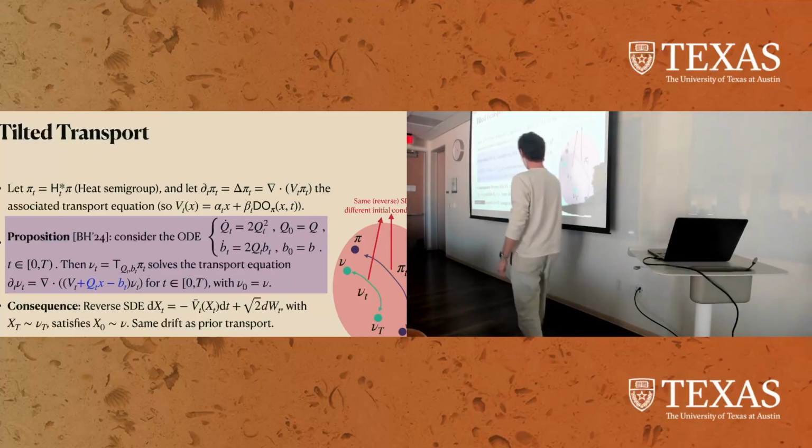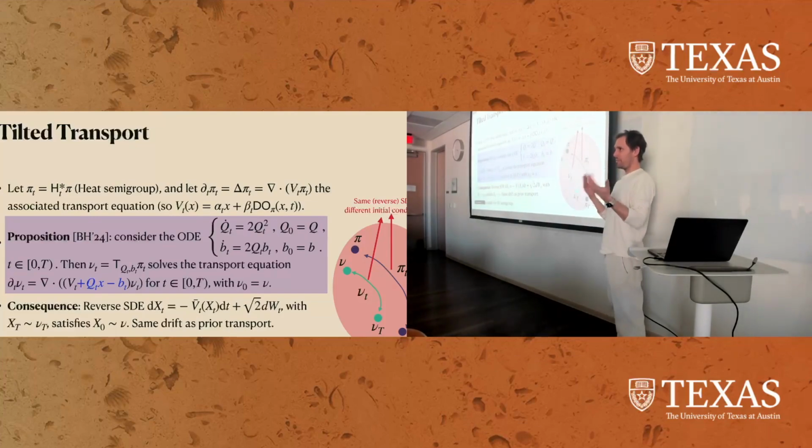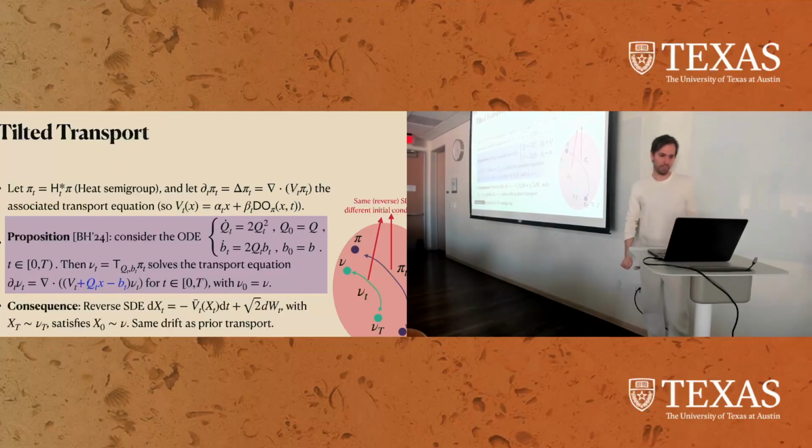Okay, so in terms of posterior sampling, what I'm saying is that the only thing that you need to change is the initial distribution. The rest, you keep the same transport. Okay.